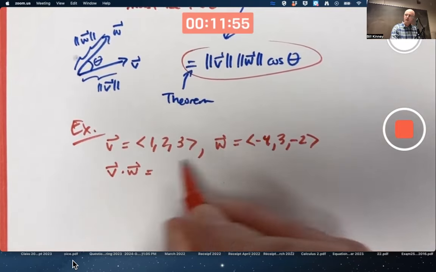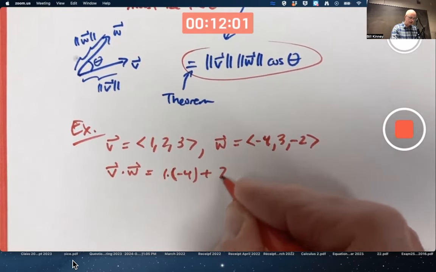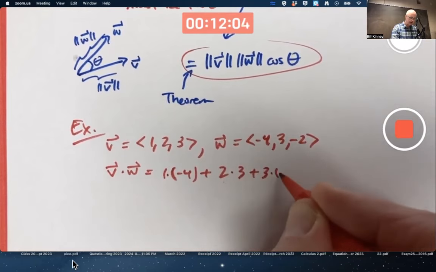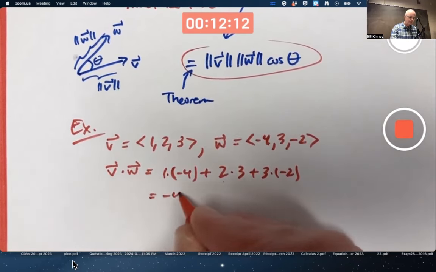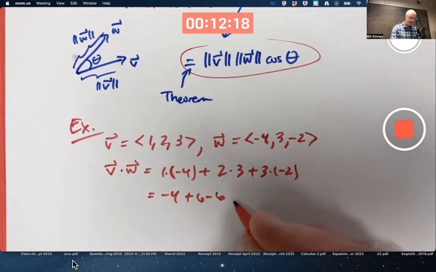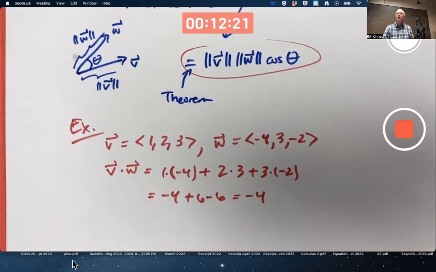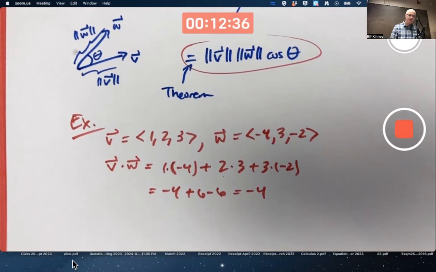Take the sum of the products of the corresponding components, 1 times -4, plus 2 times 3, plus 3 times -2. Make sure you're looking and double checking it in your mind. That's -4 plus 6 minus 6 is -4. The dot product being negative does mean the angle between them will be bigger than 90 degrees. It'll be obtuse instead of acute. So that's V dot W.